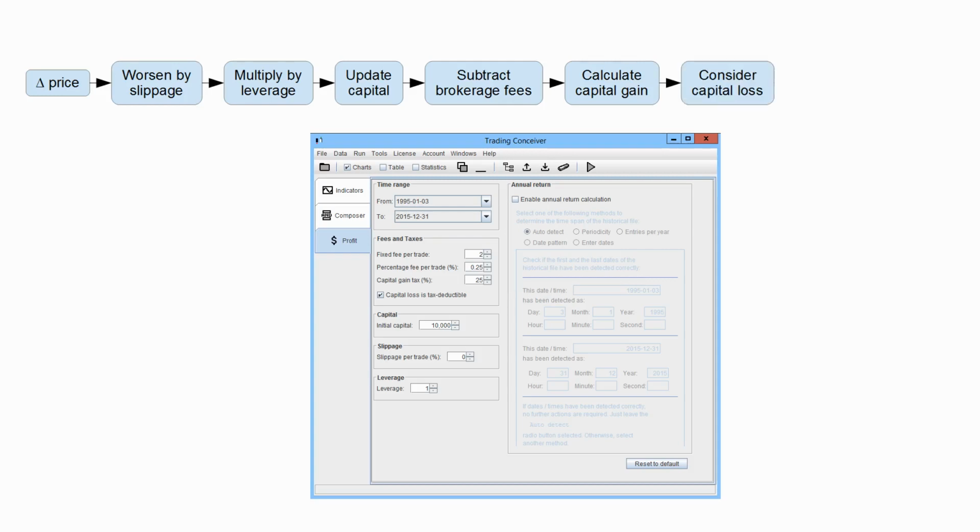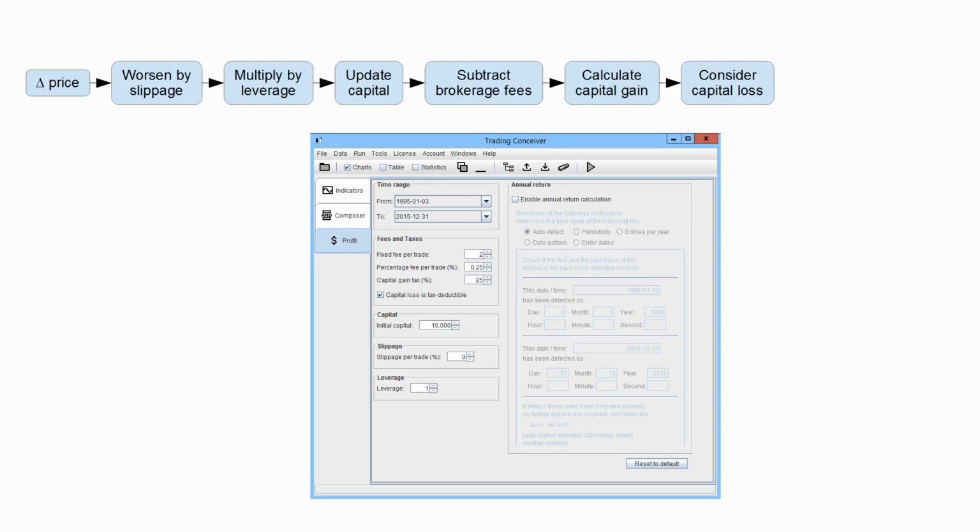The capital loss is taken into consideration. If the capital gain is negative, the capital loss is increased by an amount equal to the capital gain and no further actions are taken at this step. If the capital gain is positive, there are two options. If the capital loss is not tax deductible, no actions are taken here.